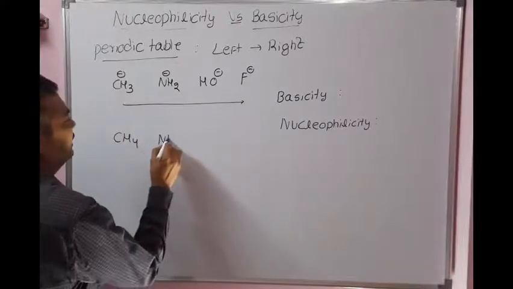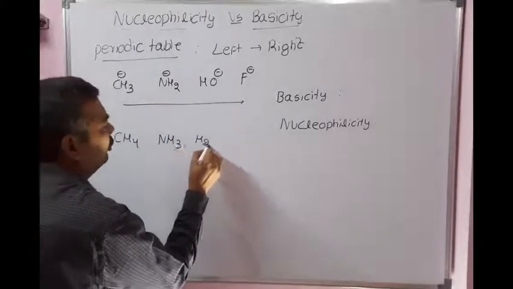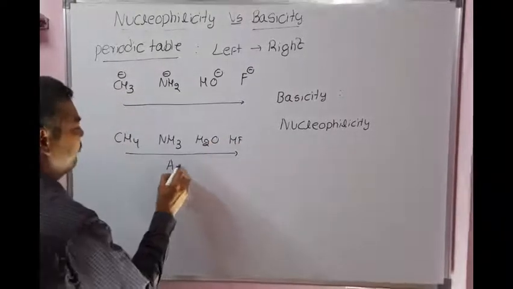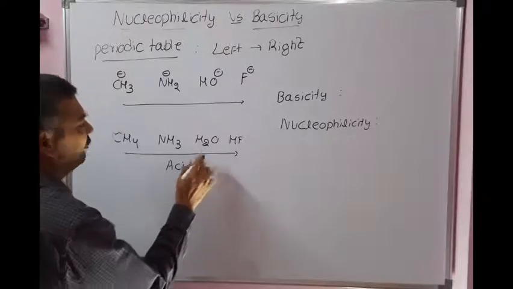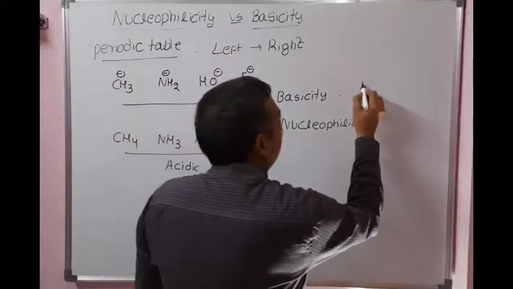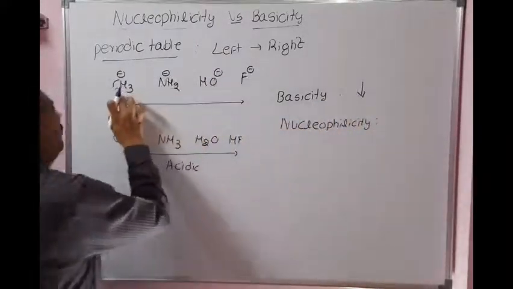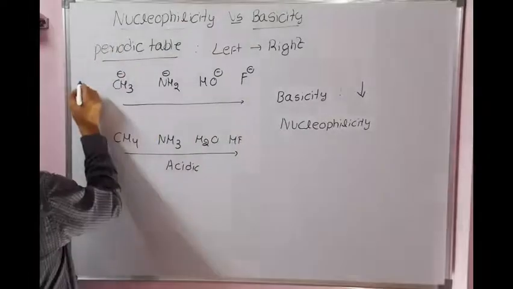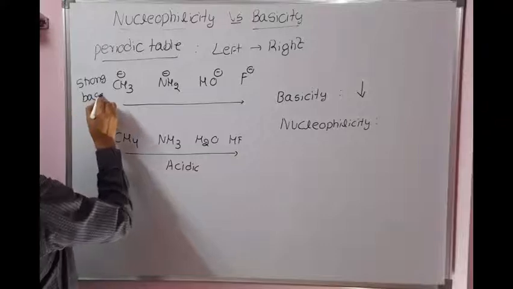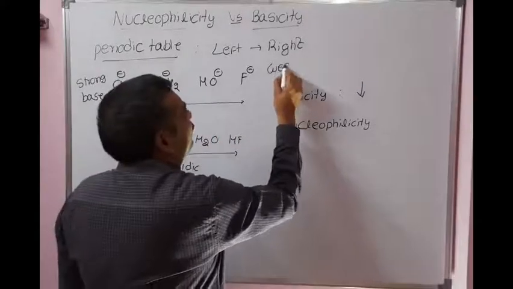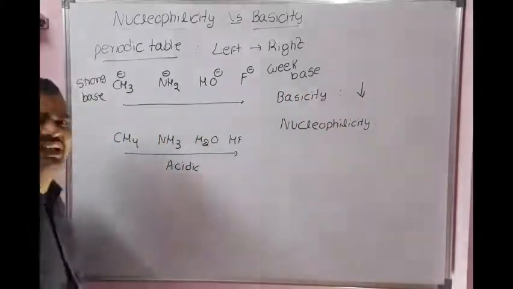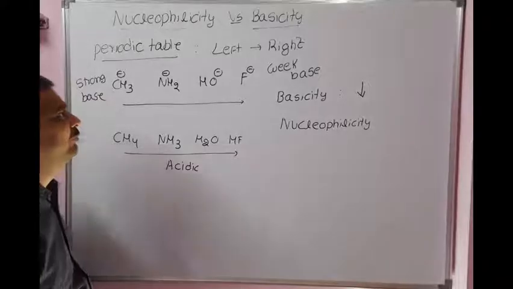CH4, NH3, H2O and HF. So the acidity order is like this. HF is more acidic. If an acid is strong, its conjugate base is weak. That means from left to right, basicity decreases. So this is the strong base, and this is the weak base. CH3 minus is the strong base, whereas F minus is the weak base. Basicity decreases when moving from left to right.